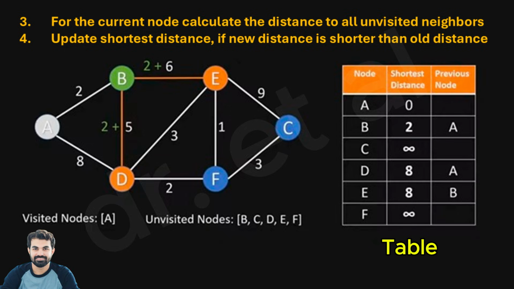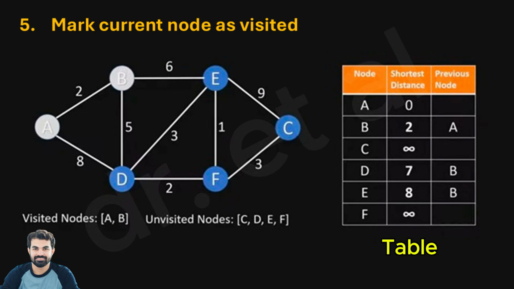Now let's move on to node D. The new distance for D is 7, which is 2 plus 5 from A through B. We need to compare this new distance of 7 with the current value of 8 in the table, and since 7 is smaller than 8, we update the shortest distance to 7 and set node B as the previous node. Now that we've checked all unvisited neighbors of B, we can mark B as a visited node and move on.